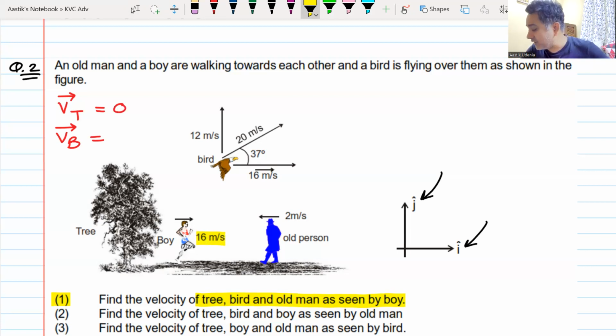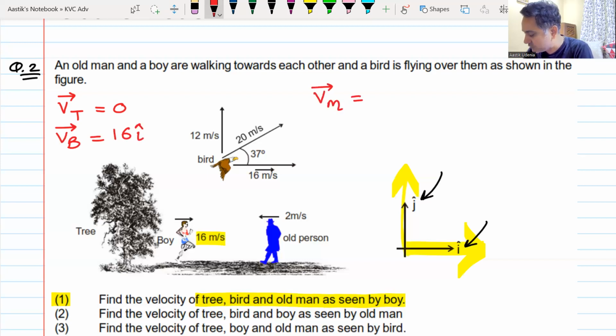Look at 16 and look at this. 16 I cap, sir. Yes, you write it as 16 I cap. This is no rocket science, beta. This is simple physics. Velocity of boy with respect to ground. Let us move ahead and write the velocity of man, old man. It's not looking like an old man, so I'll just call him man, old person. Could have made a different diagram for an old person.